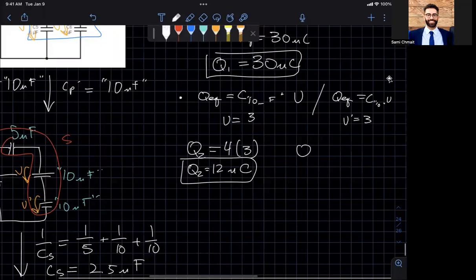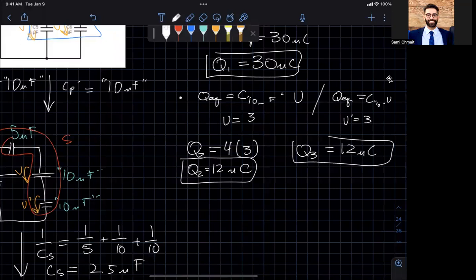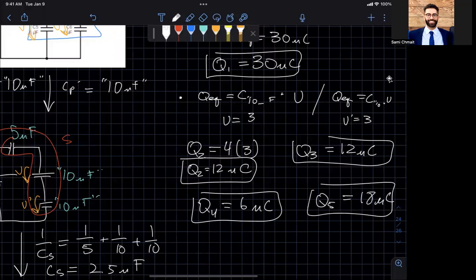And now for Q3, I'll just write the answers, but I'll say it. That's 4 times 3, again, so that's equal to 12. For Q4, that's going to be equal to 2 times 3, so that's equal to 6. And then Q5, that's going to be equal to 6 times 3, 18. Q6, 12 microcoulombs, because that's 4 times 3.